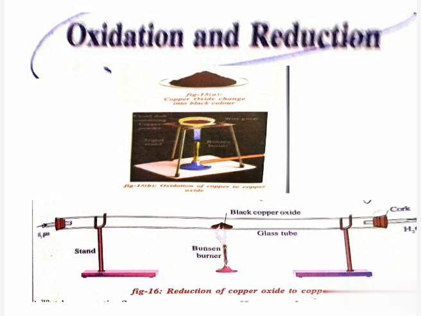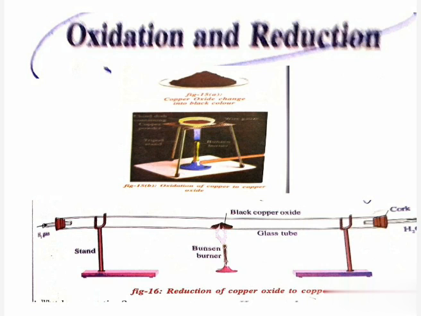Why does the color of the copper change? What is the black colored product formed on the surface of the copper? In this activity, on heating, the copper reacts with the oxygen present in the atmosphere and forms copper oxide.